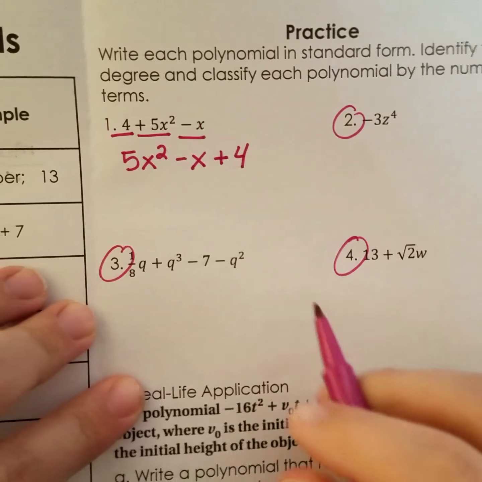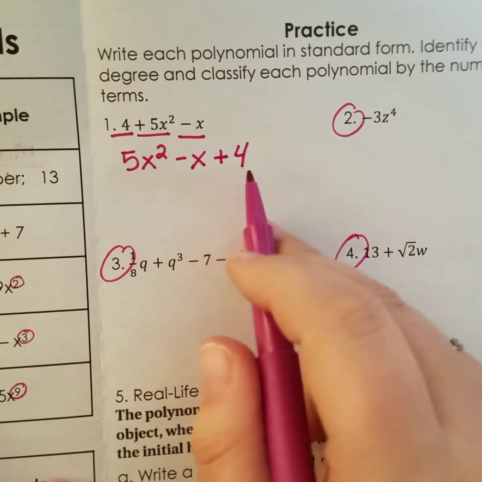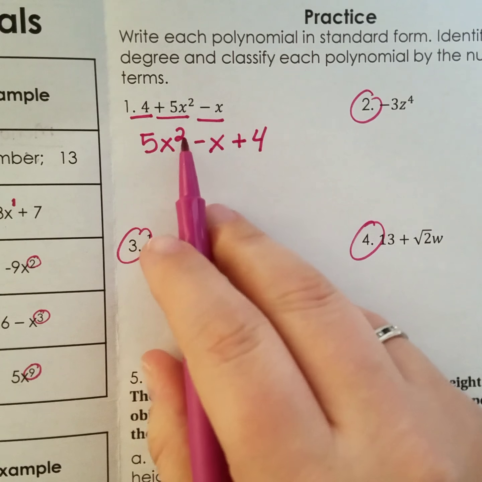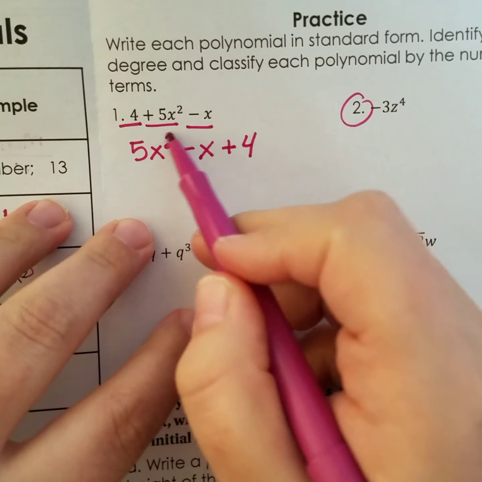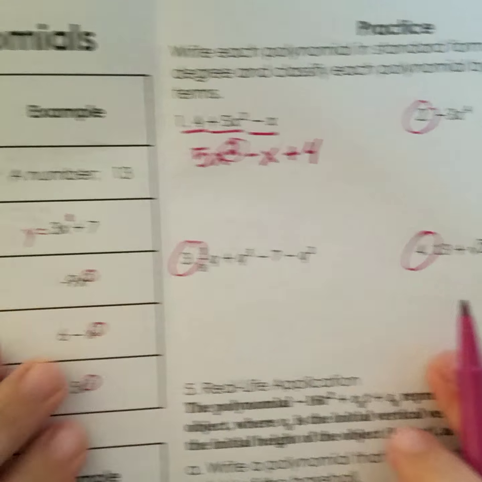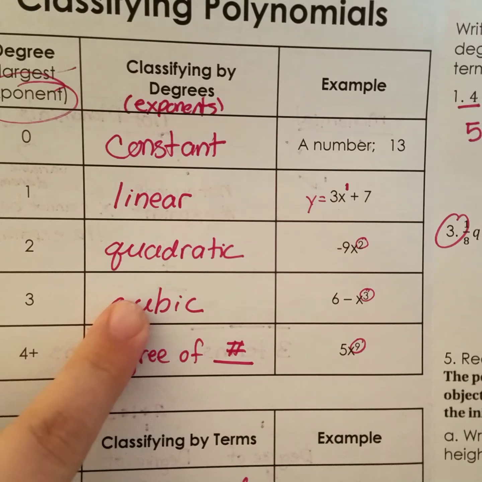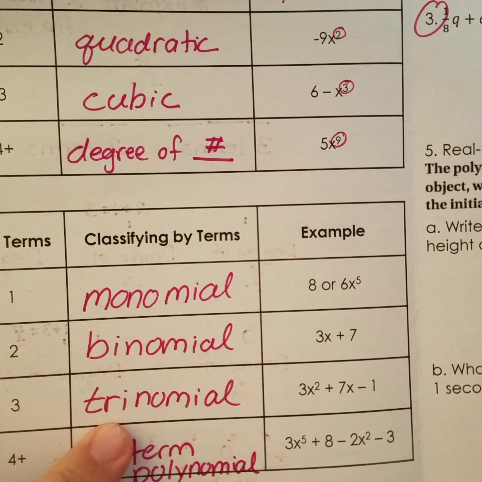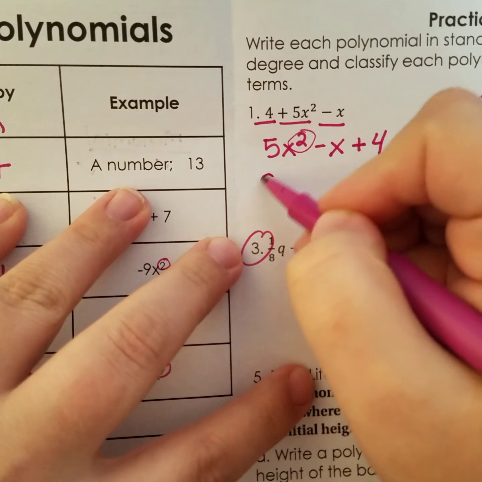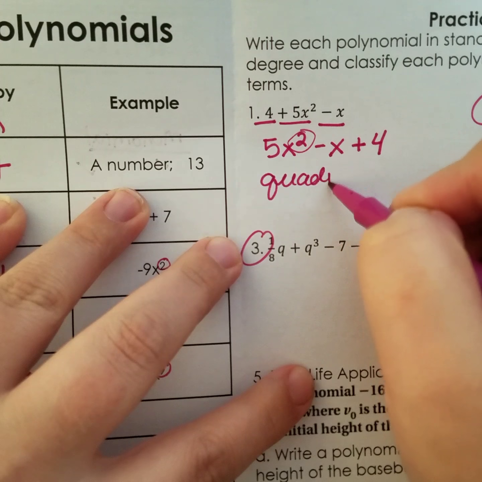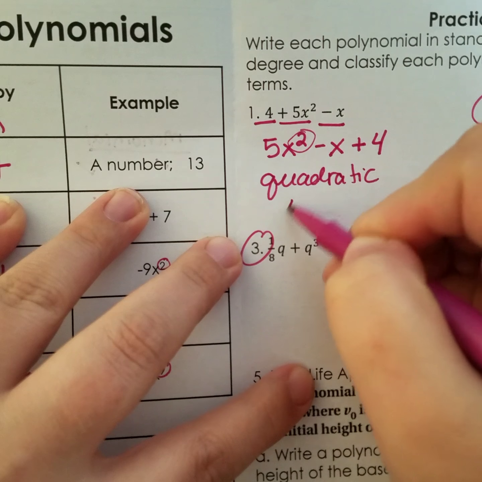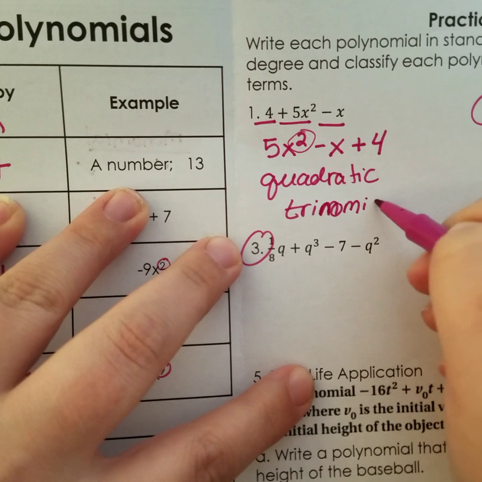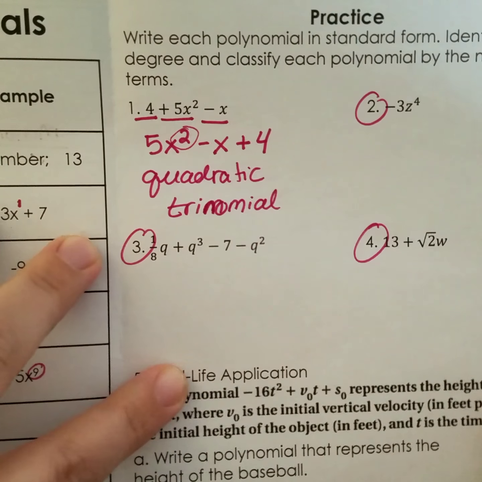Okay. How many terms was that? That was 1, 2, 3. Okay. And what's the degree? The degree is raised to the 2nd. So come over here. 2nd degree is a quadratic, and 3 terms is a trinomial. So it's going to be a quadratic trinomial. Oh, trinomial. And that's it. That's all you're doing. Okay.